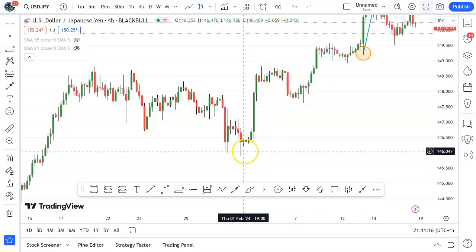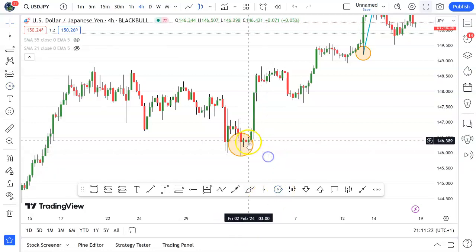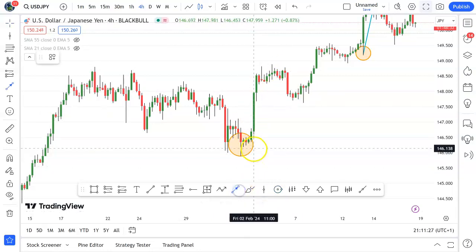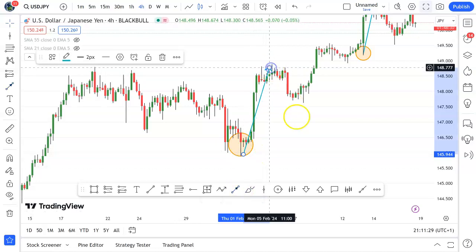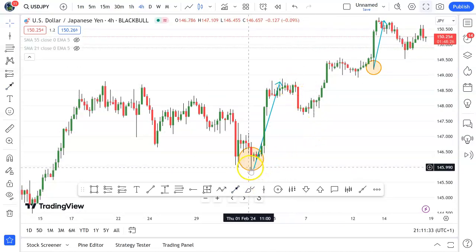Alright, okay, so let's check this move. This was on February 1st. As you can see, USD/JPY was bullish, creating a new higher high. Okay, let's check what DXY was doing on the 1st of February.